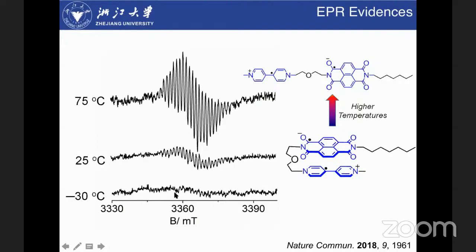If we raise the temperature from minus to plus 75 degrees centigrade, you can see the nice EPR signal appear, right? This is because pi-pi stacking is always unfavored in terms of entropy. If you raise the temperature, entropy will drive the pi-pi stacking to free radicals.